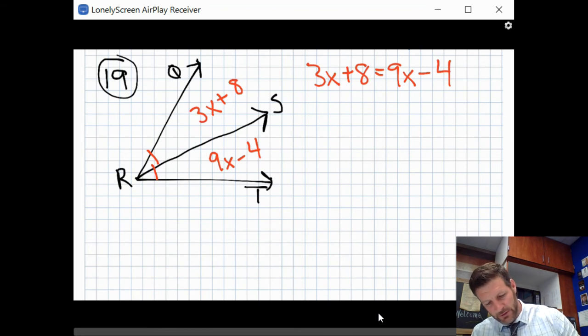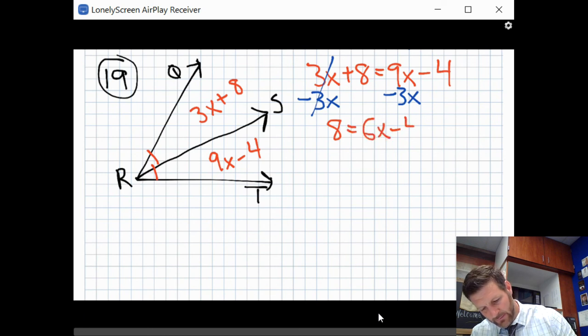All right, since we got the smaller 3x over here, we're going to subtract 3x from both sides. That's going to cancel out. And so we now have 8, positive 8, equals 6x minus 4. We can move that negative 4 by doing the opposite operation of adding 4 to both sides, canceling out on the right.